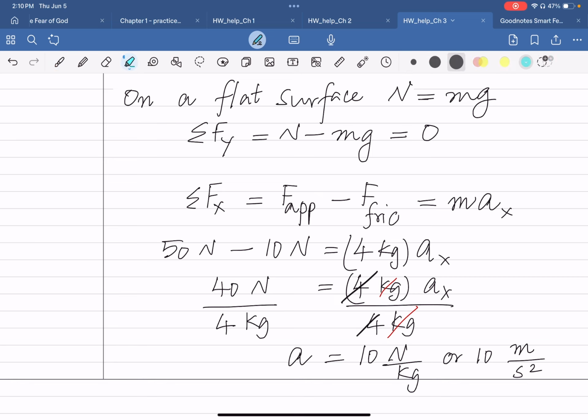So you can have both of those units. You can either have meter per second squared or you can have Newton per kilogram as the unit. So that's the fundamental idea in this whole chapter.